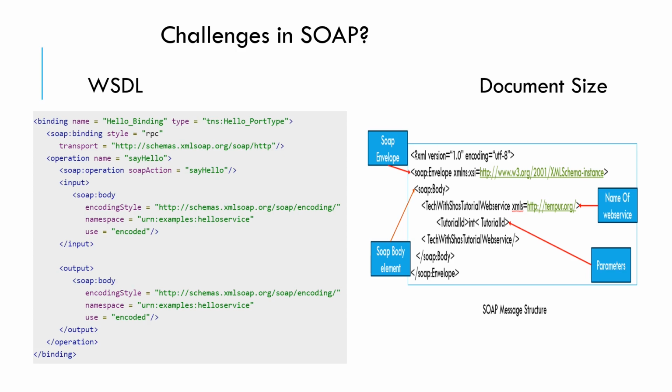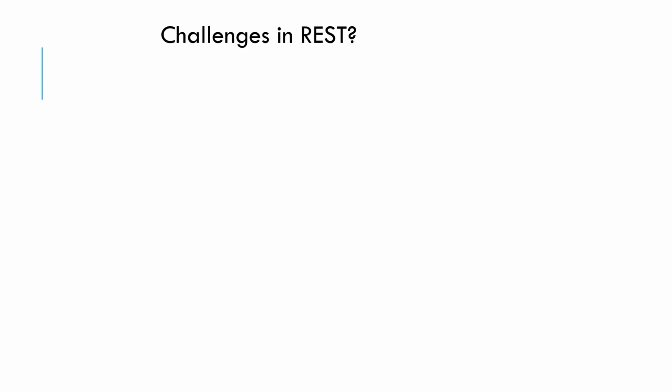Whatever messages we exchange between the systems are very heavy. If you have limited bandwidth or resources, it's difficult to process big messages. So these are the two challenges: whenever there's a small change in the WSDL, every client has to change their web services, and second, the messages or documents exchanged between the applications are big in size. Now let us understand the challenges for REST.